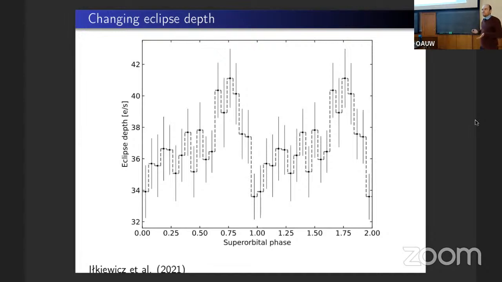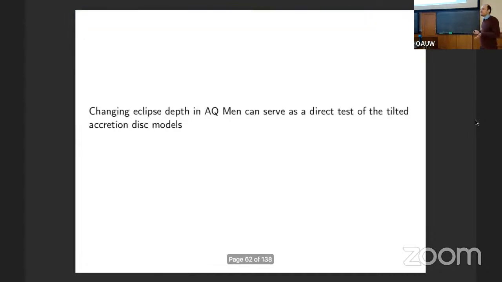So this is the first direct observation that proves that the accretion disk can be tilted.